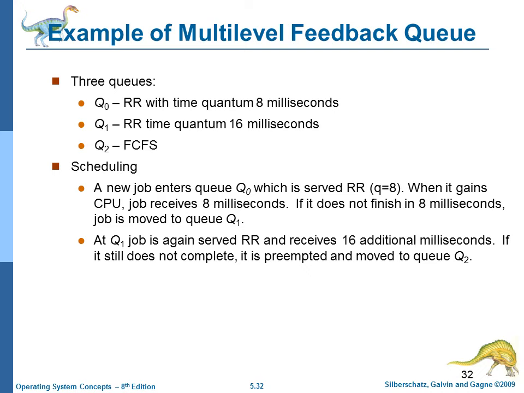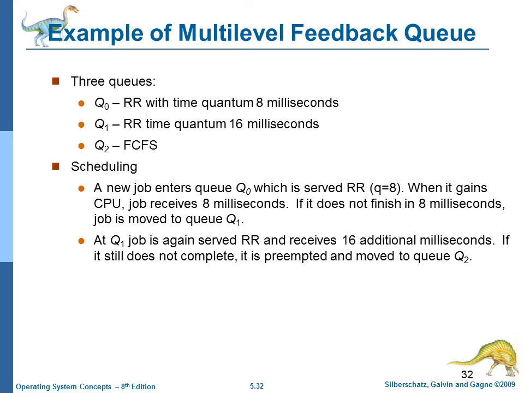As an example, let's take 3 queues. On the first queue, round robin with time quantum 8 milliseconds will work. On the second queue, round robin with time quantum 16 milliseconds will work, and for the last queue, the first come first serve algorithm will work.